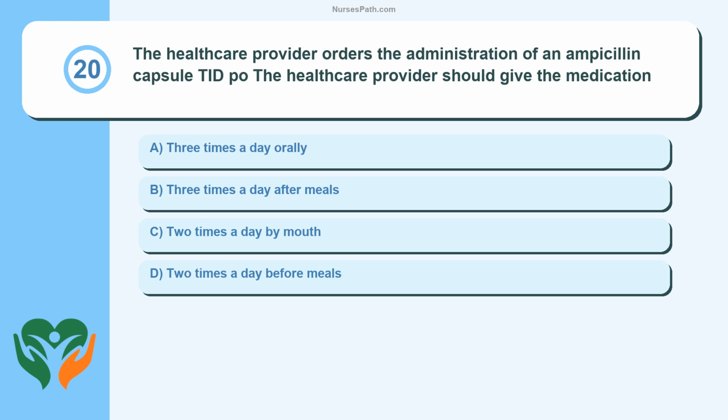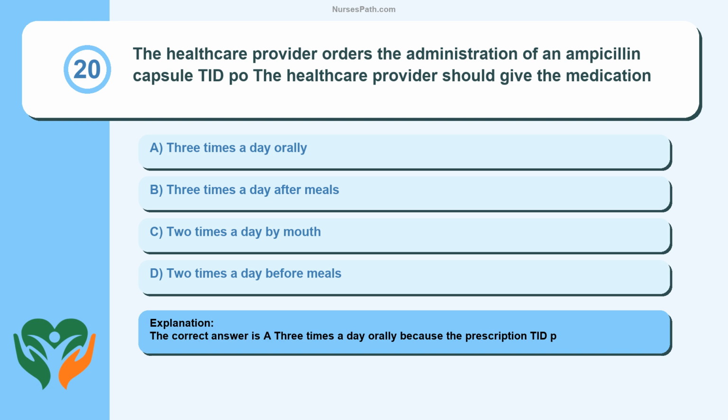Question 20. The healthcare provider orders the administration of an ampicillin capsule TID PO. The healthcare provider should give the medication 3 times a day orally, 3 times a day after meals, 2 times a day by mouth, 2 times a day before meals. The correct answer is A, 3 times a day orally, because of the prescription TID PO.